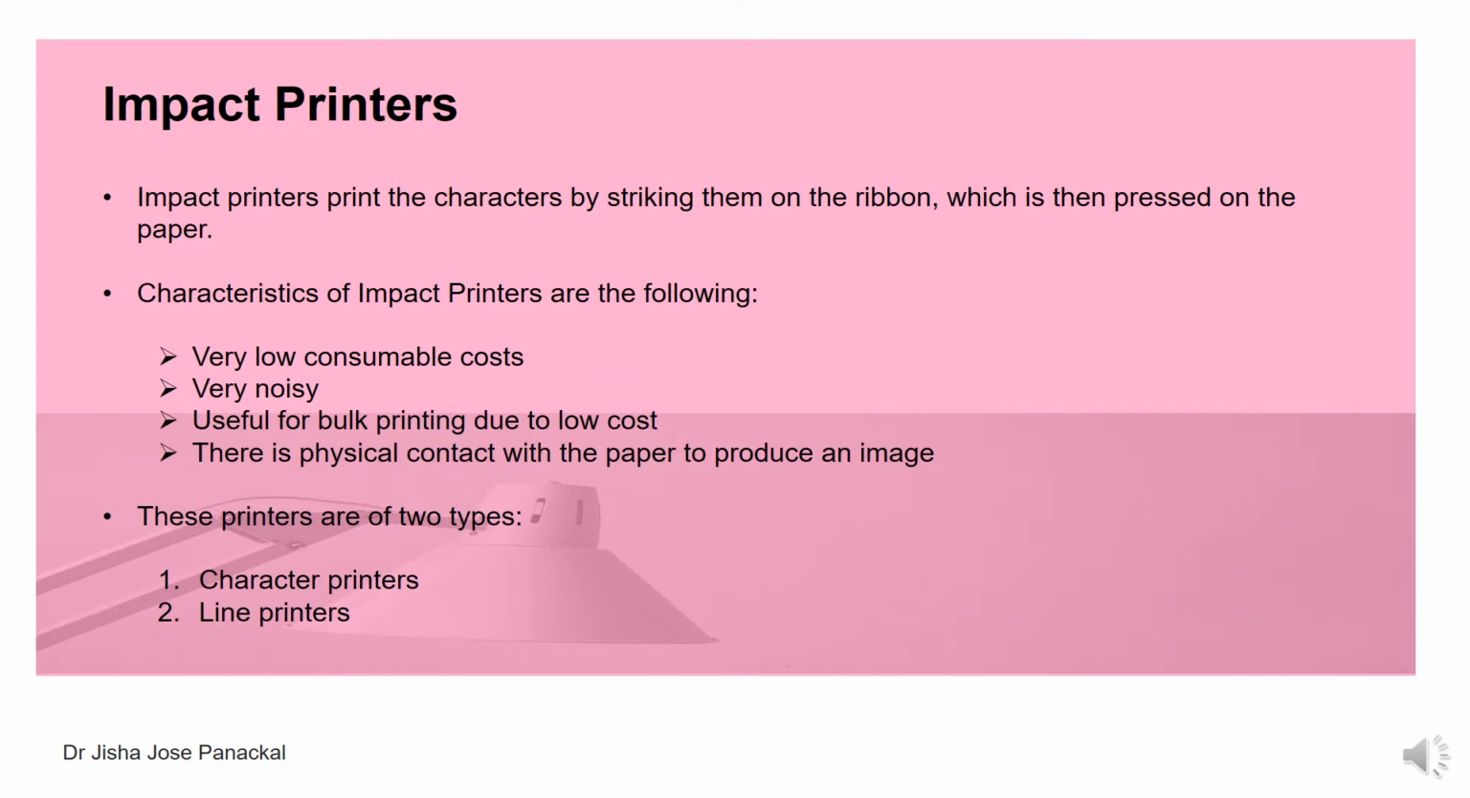Now let's see what's an impact printer. Impact printers print the characters by striking them on the ribbon, which is then pressed on the paper. So it is like we are using hammers to strike on a paper using several pins.